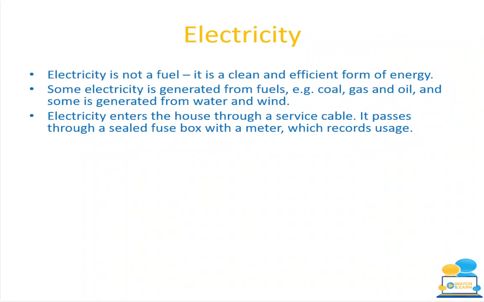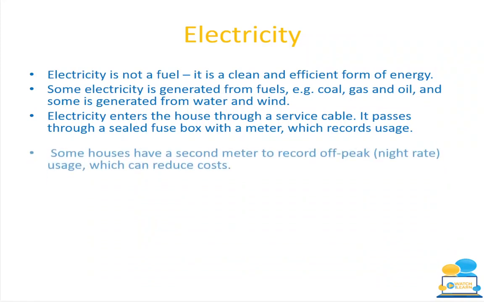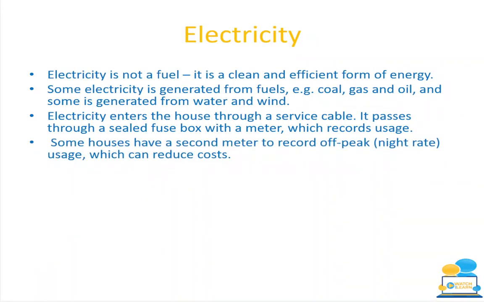So as electricity enters a house, it comes through the service cables, so you will have cables that go through a sealed fuse box, okay? So the fuse box is usually located in the likes of your cloakroom, and what this does is it records the usage. Some houses have a second meter, which is becoming more popular now, which records the off-peak night rate. So you can get cheaper electricity at night, which is why your parents and guardians might do the washing at night instead of during the day.